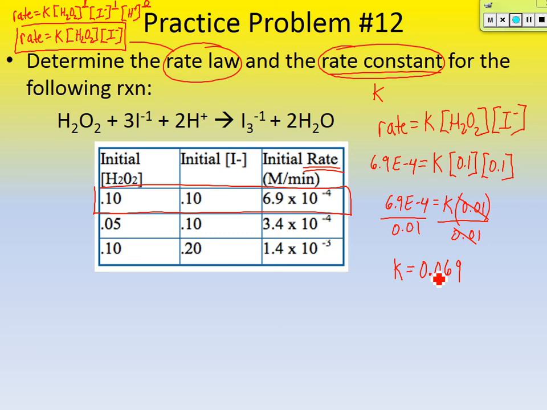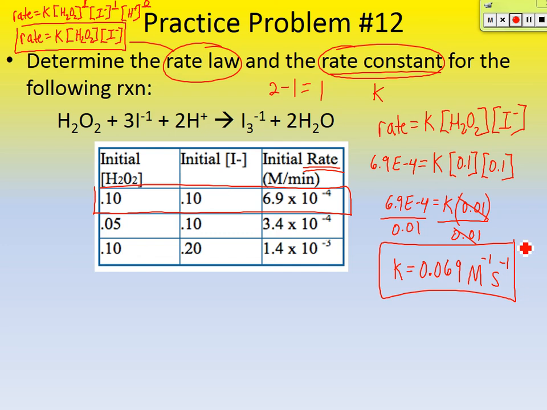Okay, and then if we wanted to determine the units for K, let's go back and look at the overall order. It would be 1 plus 1, so the overall order is 2. Remember, subtract 1 from that, it's equal to 1. But you've got to put molarity, and then you've got to put a minus sign in front of that 1. So molarity to the minus 1, seconds to the minus 1.